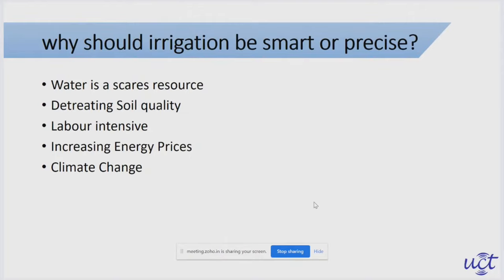Another thing is that normal irrigation methods are very labor intensive. Someone needs to be there to control the irrigation or switch from one crop to another. And also, if we use too much water, we have to run our pumps and motors for a long time, so our energy consumption will be higher. If we are not planning properly, energy consumption will be higher, and this leads to carbon emissions, which lead to climate change.